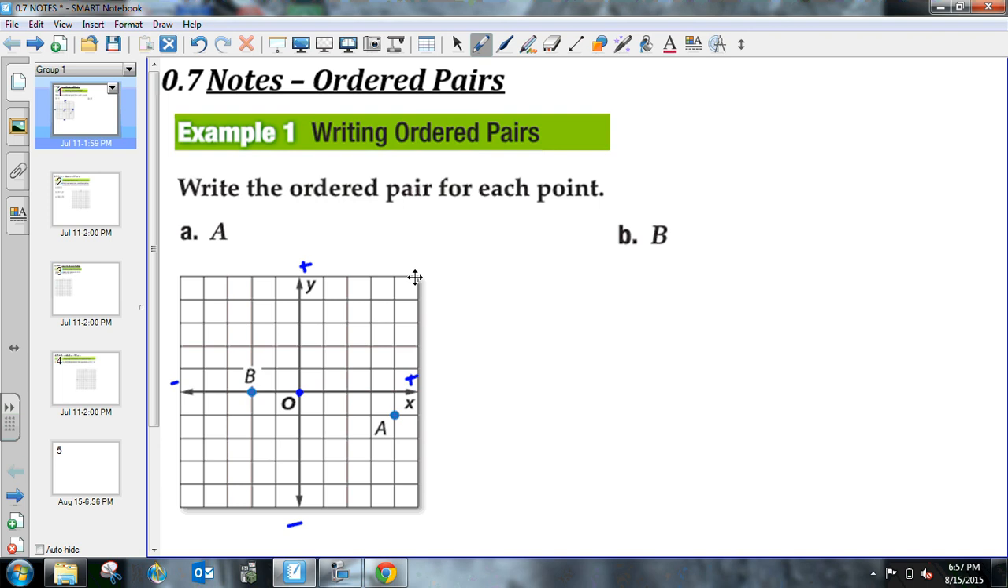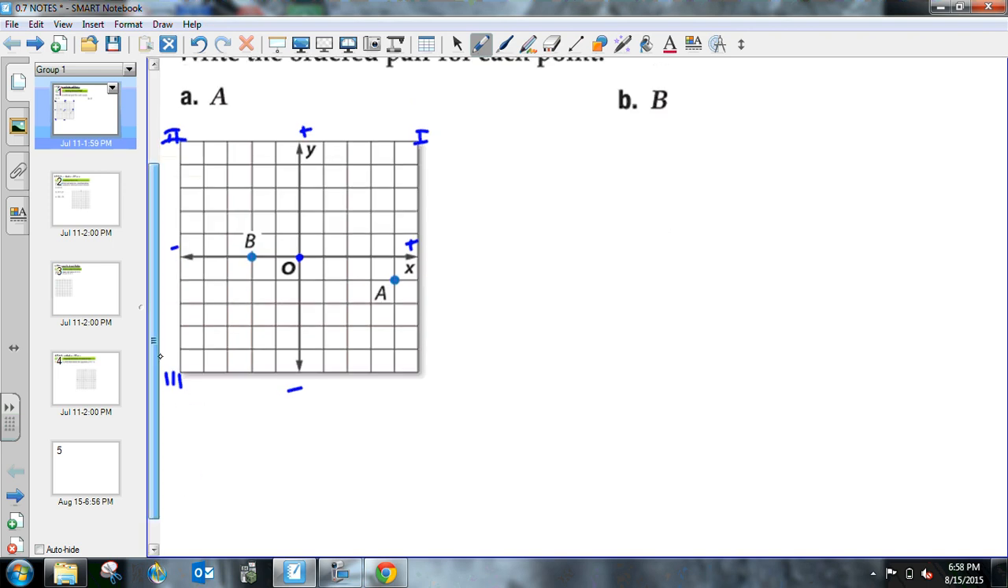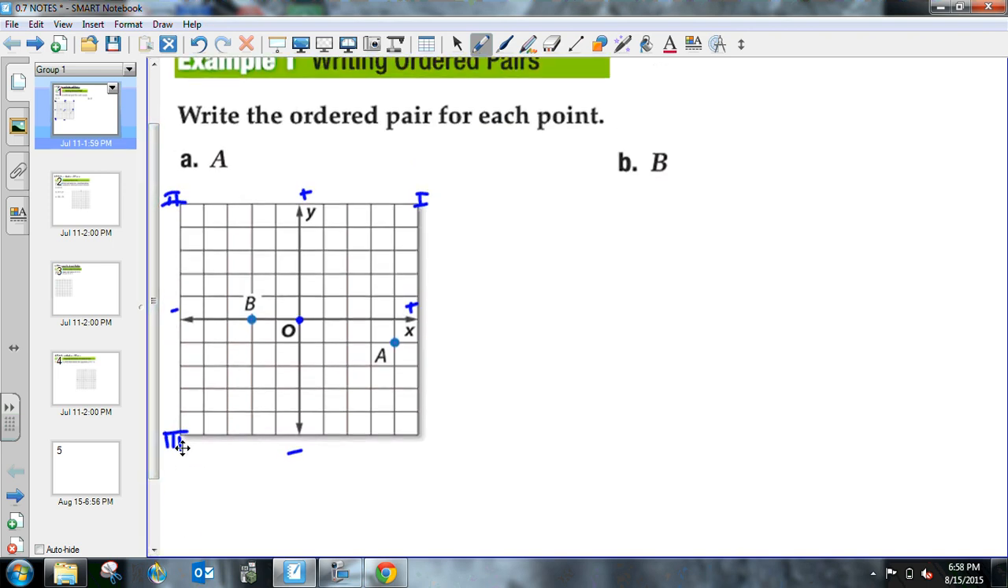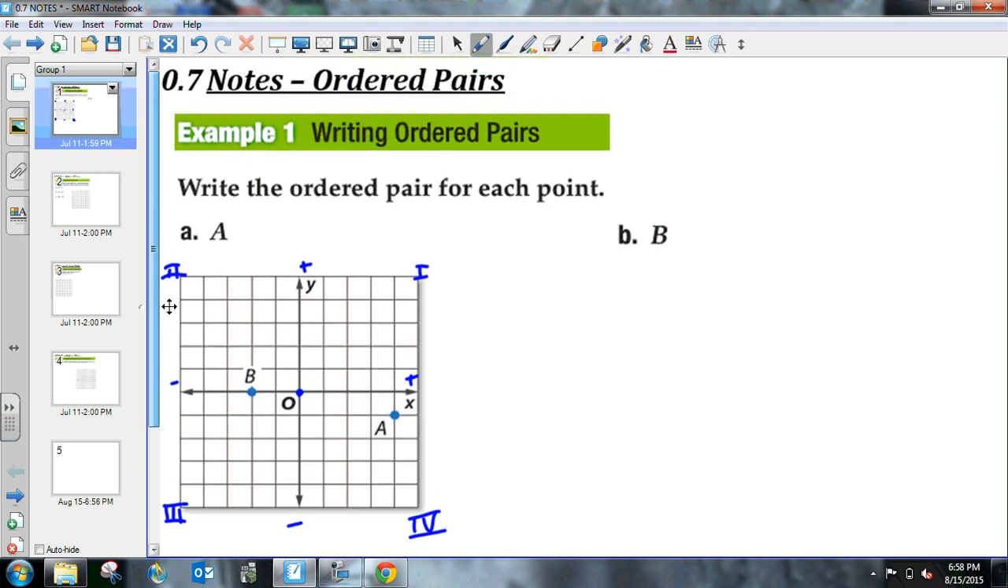Okay, this is quadrant 1. This is quadrant 2. This is quadrant 3. And this is quadrant quattro. And for those of you that don't know, quattro is 4 in Spanish. Okay, so I want to talk about just how we're going to name these.